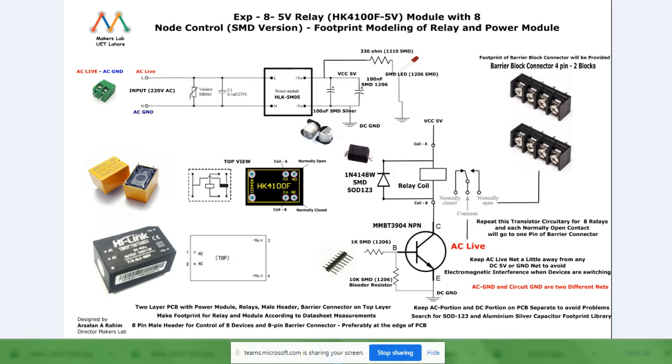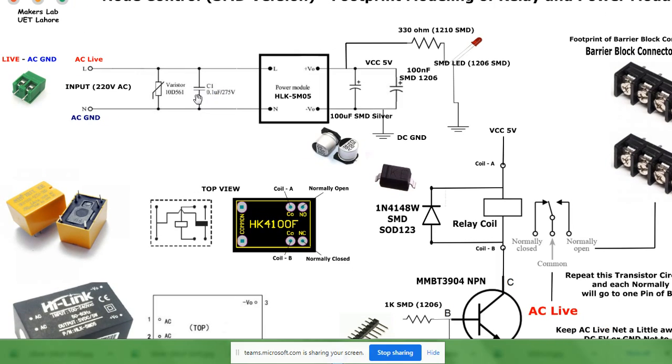Let's see how you can design this one, and I have given some instructions in this experiment which will help you over here. So overall, the first thing is that you are going to have a power module, and that power module is HLK5M05. This module is a device which is going to take AC voltage, because on your power sockets you have AC voltage coming in.